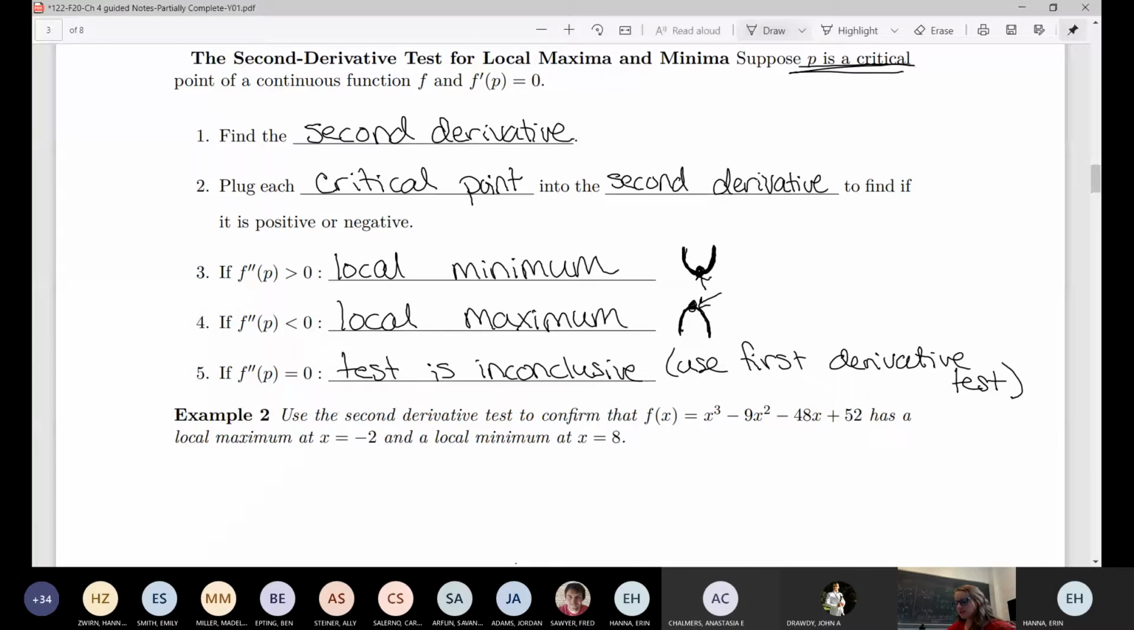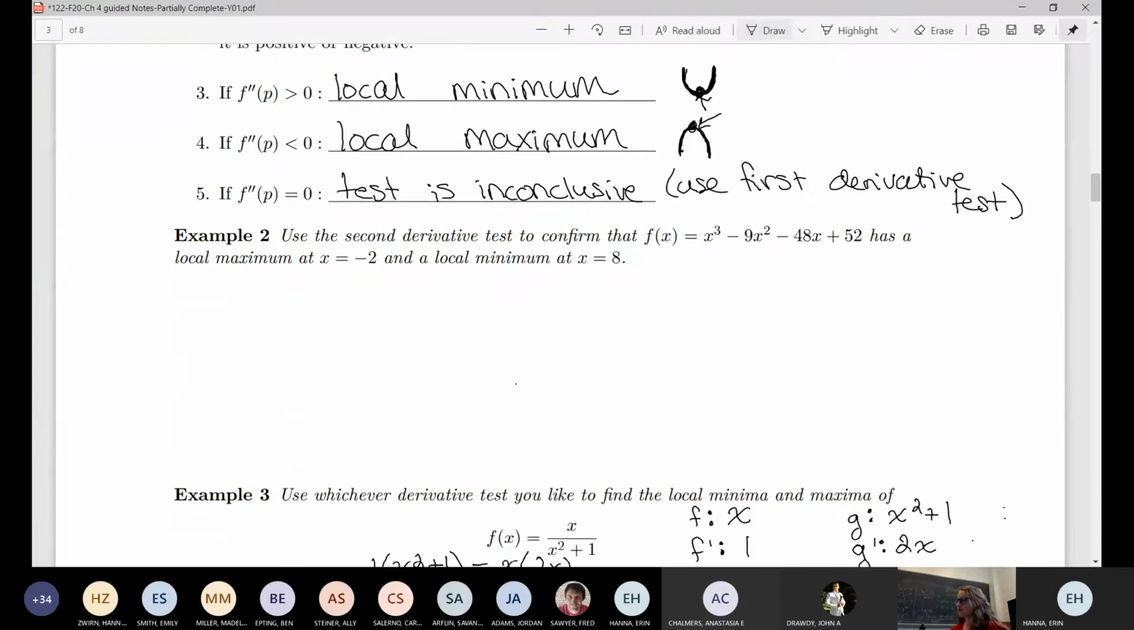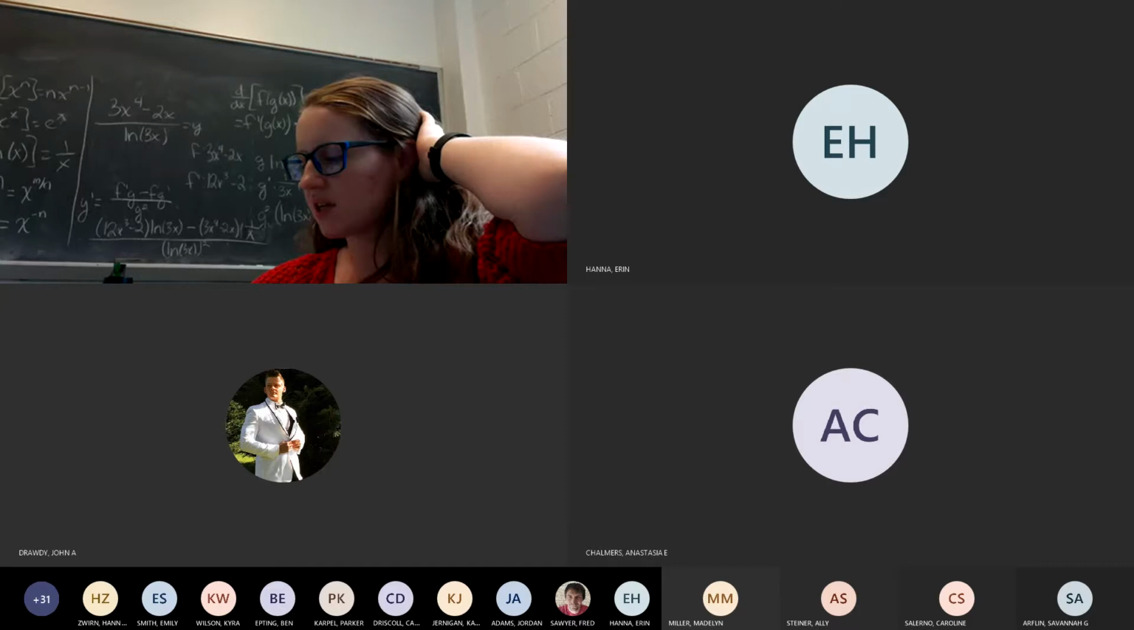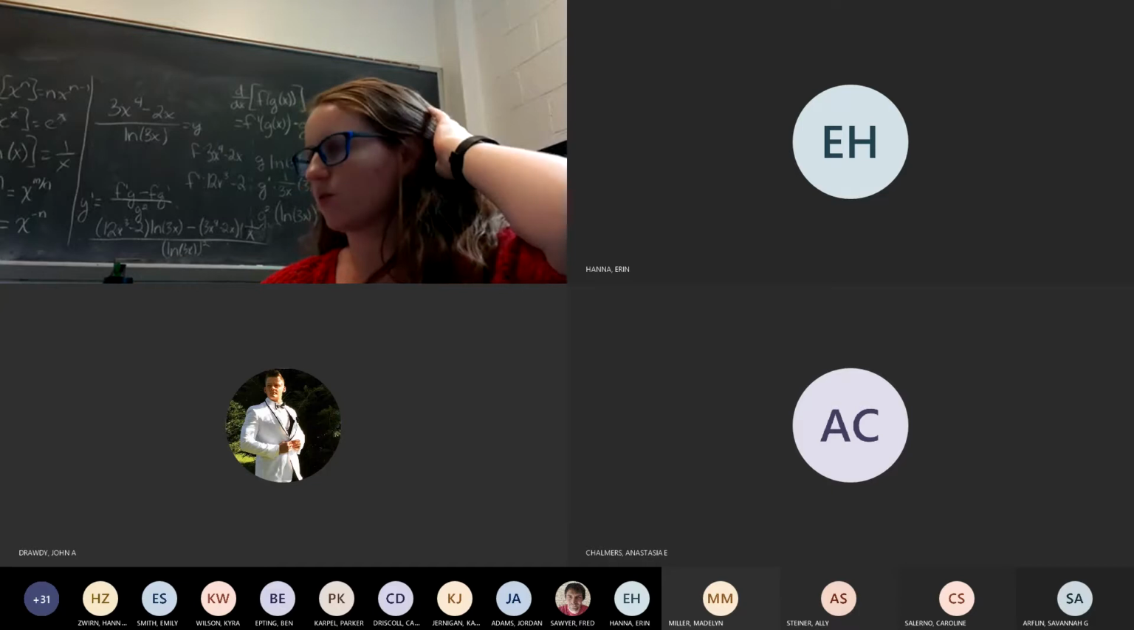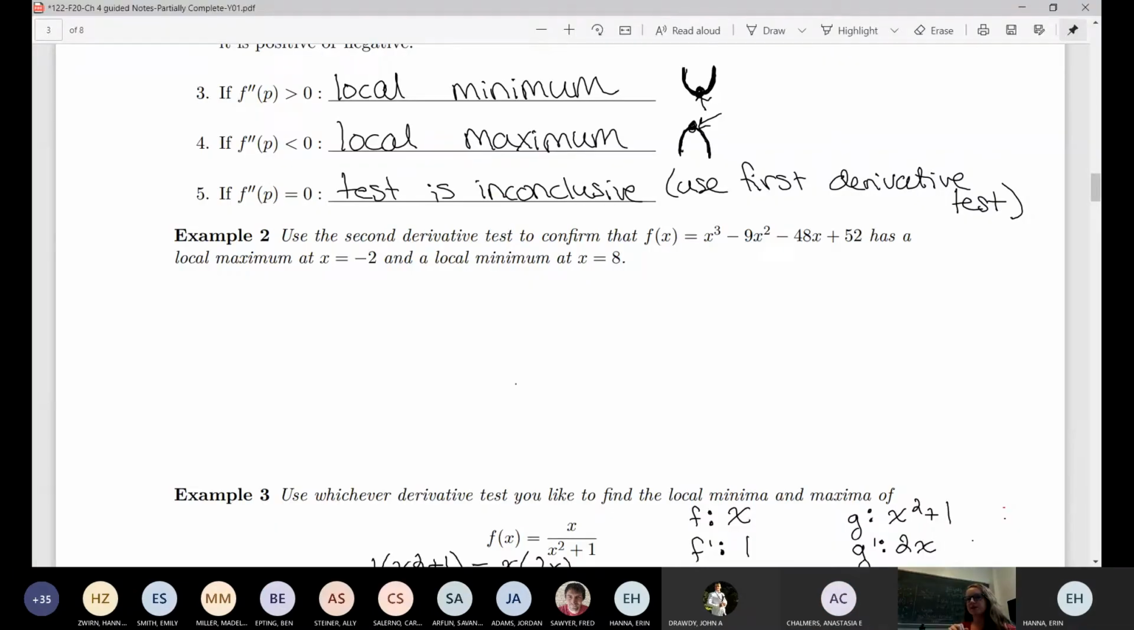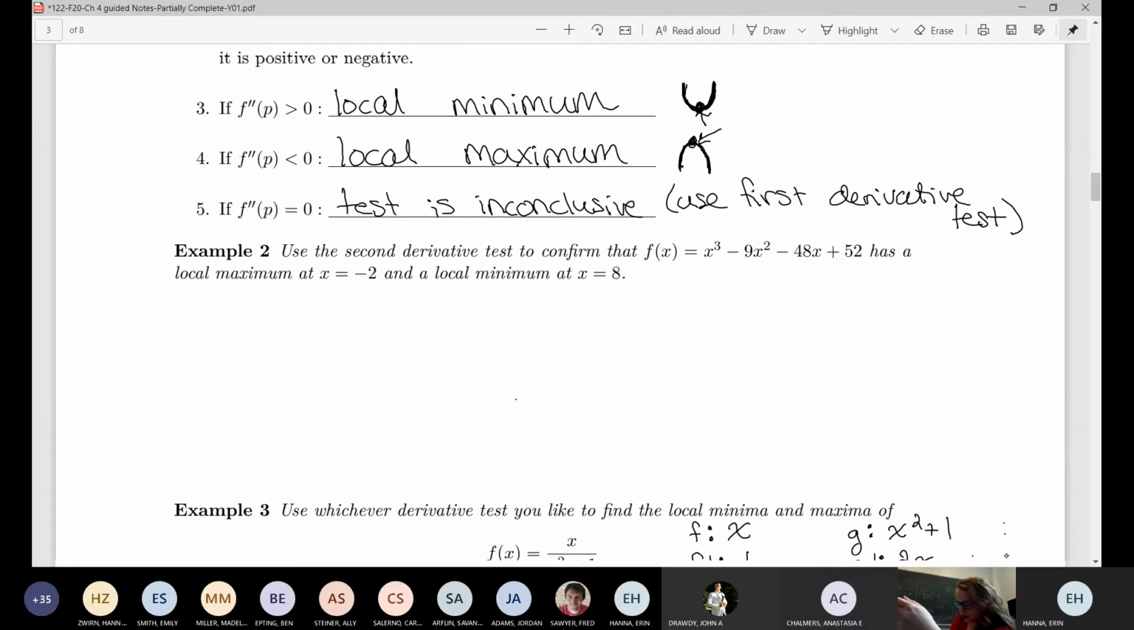So, the second derivative test, I would suggest not necessarily using a lot, because again, it doesn't necessarily work. I can share my screen again. Sometimes there are certain types of questions where it can force you to use it. There won't be any on the exam where you're forced to use the second derivative test, but they do exist in general. So what we're going to do now is use the second derivative test to confirm that this polynomial has a maximum at -2 and a minimum at 8. I did reshare, so let me know if that didn't help, but hopefully it did.